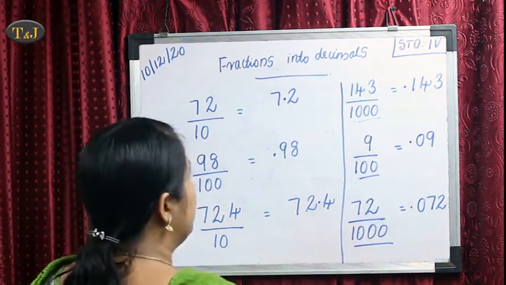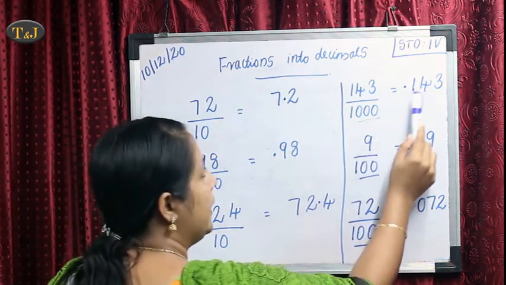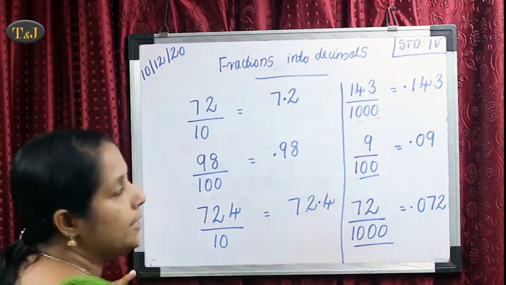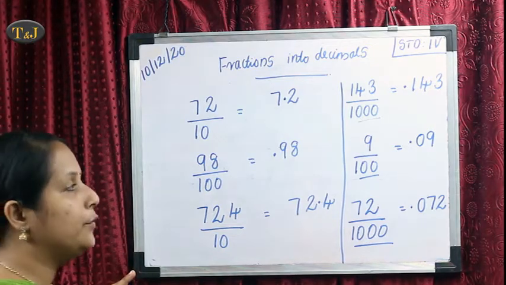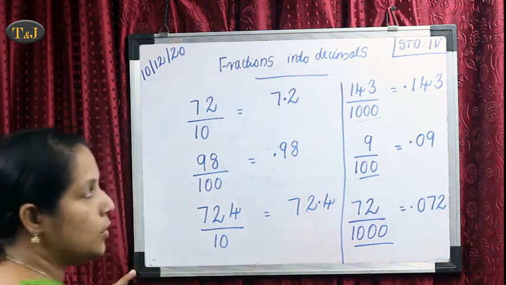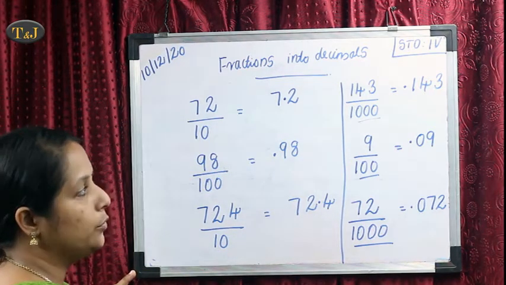Then our fourth problem, 143 by 1000. First we write the numerator 143. Then how many zeros are in 1000? 3 zeros. So we have to put 3 numbers before the point. 1, 2, 3. Then put the point here. So 143 by 1000 equals 0.143.